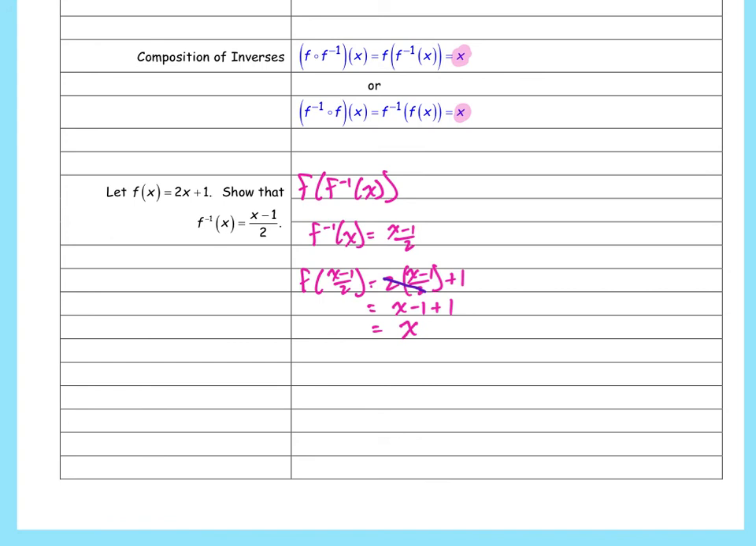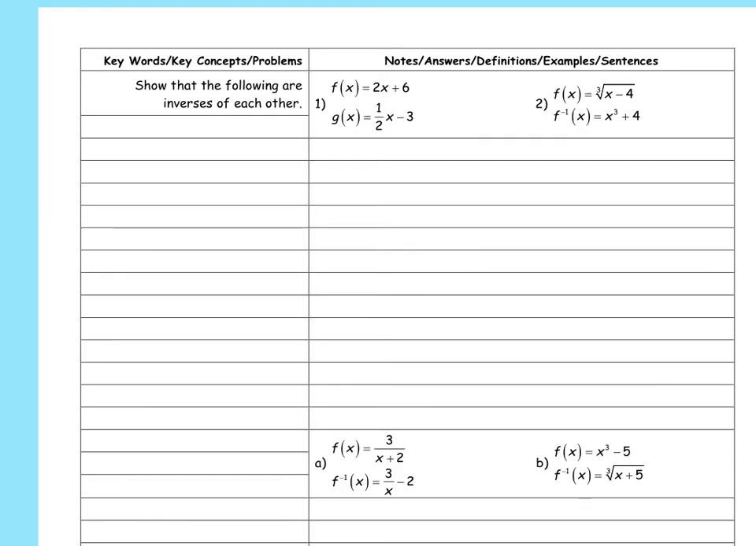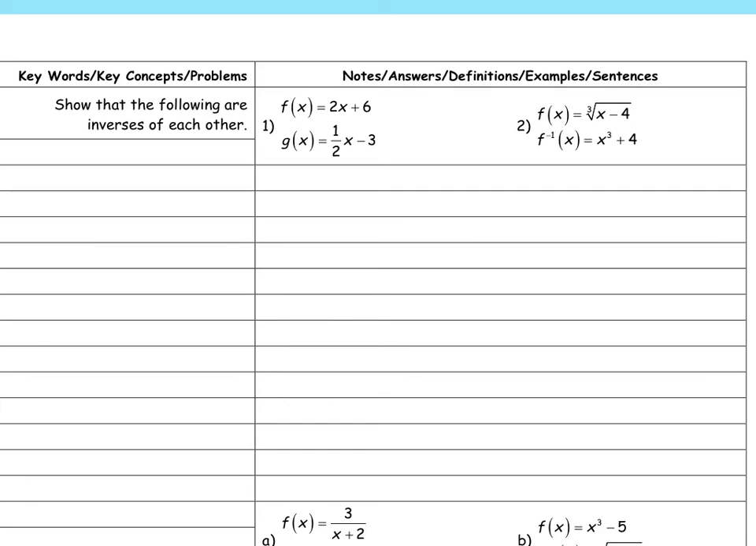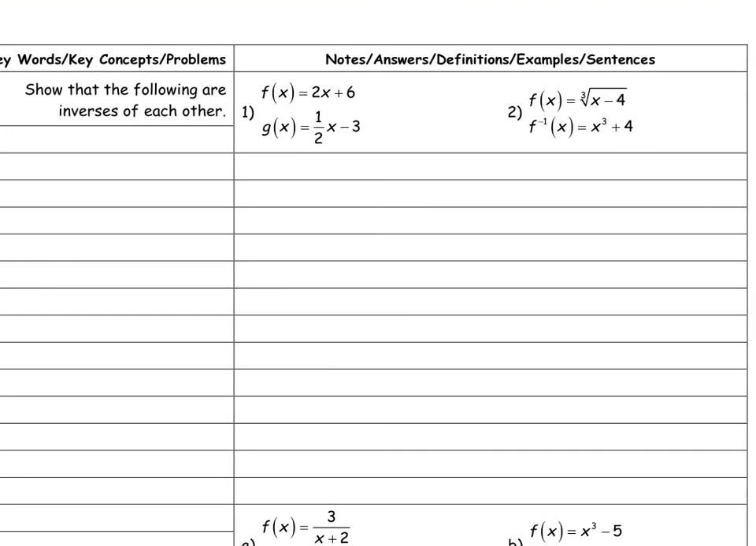We're going to do some more of this, so let's go to the next page. This says show that the following are inverses of each other. So we're going to do just what we did. And show that they're inverses of each other, okay? So the first one is called f and g. It doesn't matter, just pick one, put them inside of the other. So we can do g of f of x.